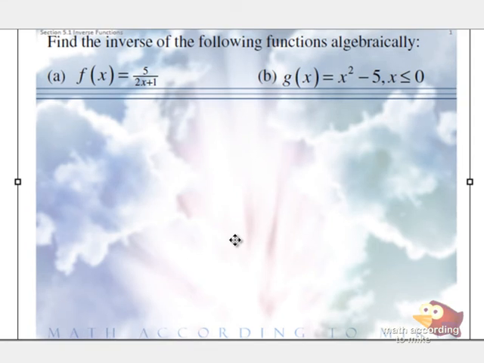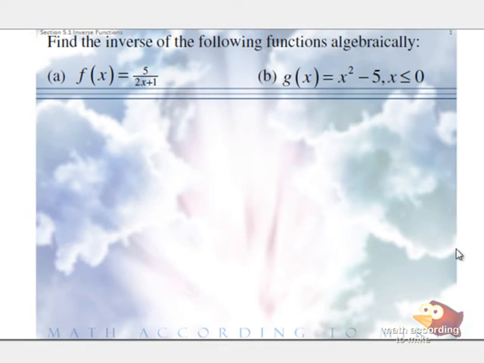Find the inverse of the following functions algebraically. f(x) = 5 over 2x plus 1. So steps 1, 2, and 4 are just symbolic. Step 3 is where the good stuff is at. So in step 1, instead of f of x, we write y.